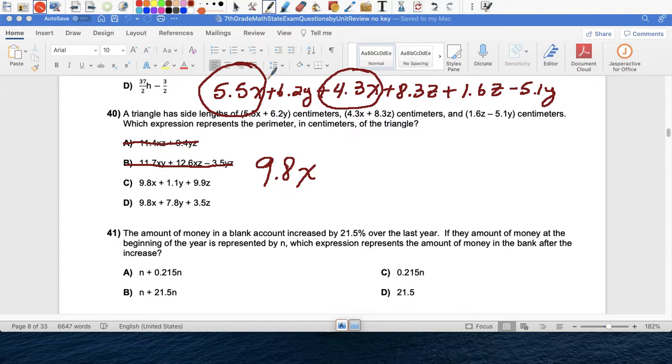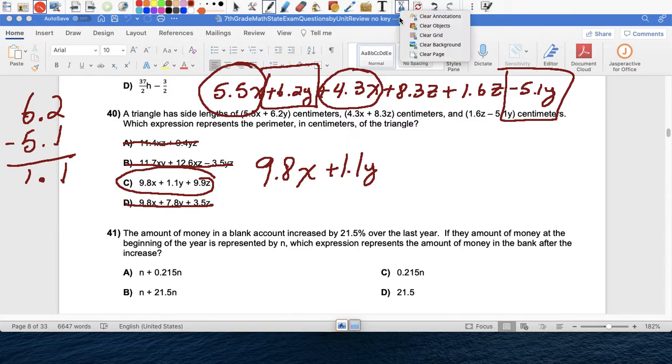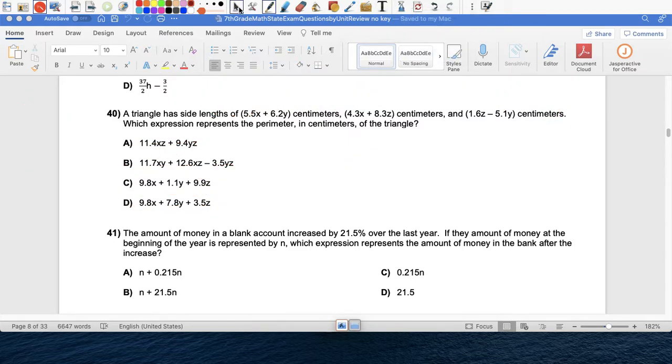Let's do the y's. I have 6.2y positive and negative 5.1y. So it's 6.2, 5.1, I gotta subtract those two. I get 1.1. So I get positive 1.1y. Either of these have 1.1y? This one does. I'm not even gonna do the other one. Okay, so C is my only viable choice. Okay, so if you use this strategy, as you're working, you can check your multiple choice and start eliminating those that make absolutely no sense.